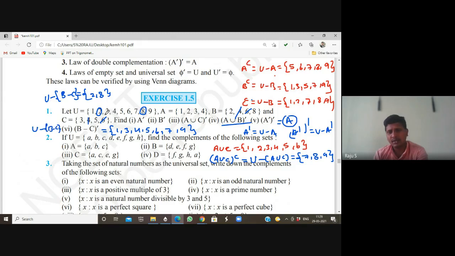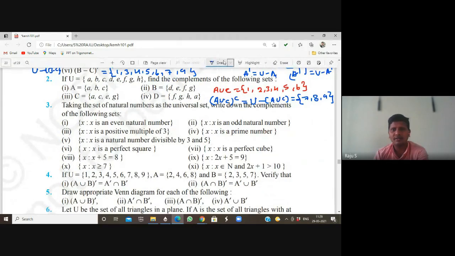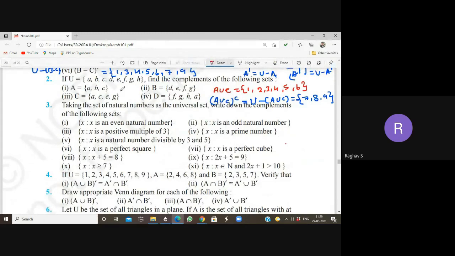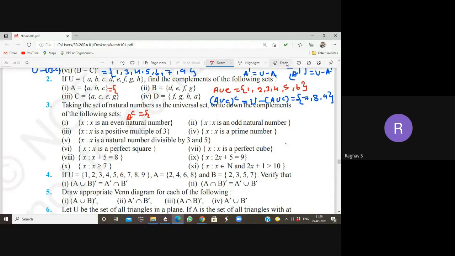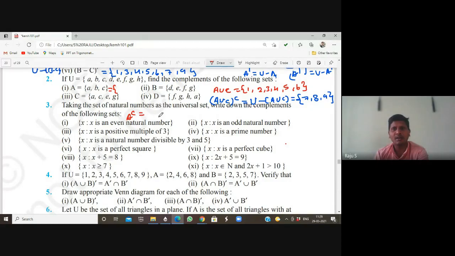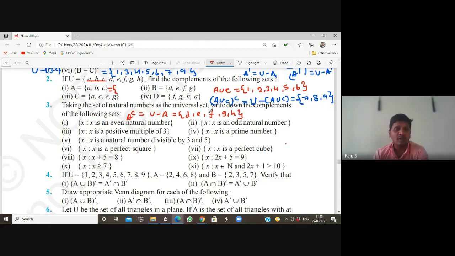Is it clear to other students? The second question is very easy compared to the first question. See, they have already given the universal set. Find the complement. What is A complement? D, E, F, G, H. Other than A, B, C, all elements of the universal set. U minus A. Other than A, B, C means D, E, F, G, H. I am writing here itself.